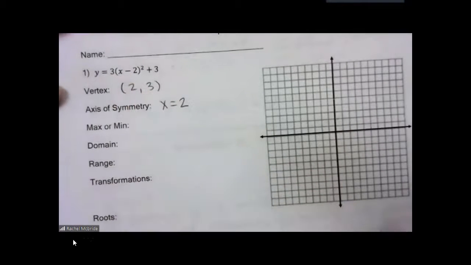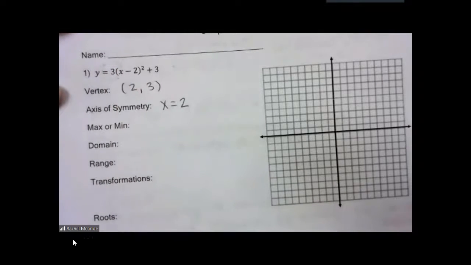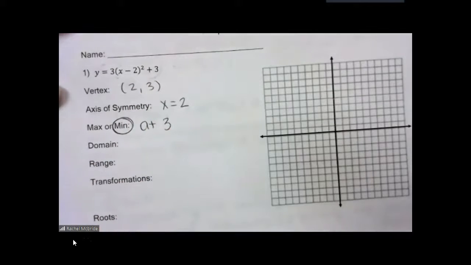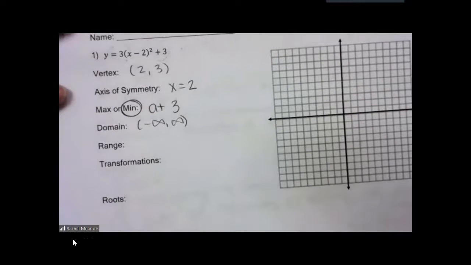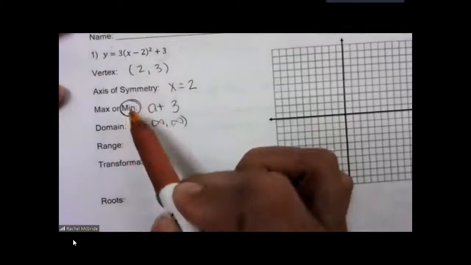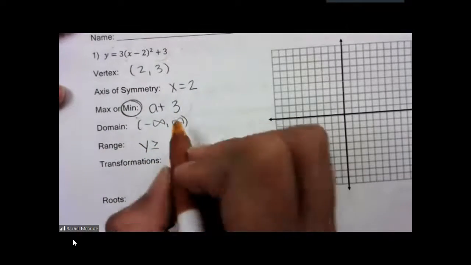It's always the opposite of what's inside. The a value is a positive 3. So that tells me that my graph opens up, so I have a min. The min occurs at k, so at 3. Domain is a freebie, it's always all reals. Since it's a min, the y's are greater than or equal to the min value of 3.